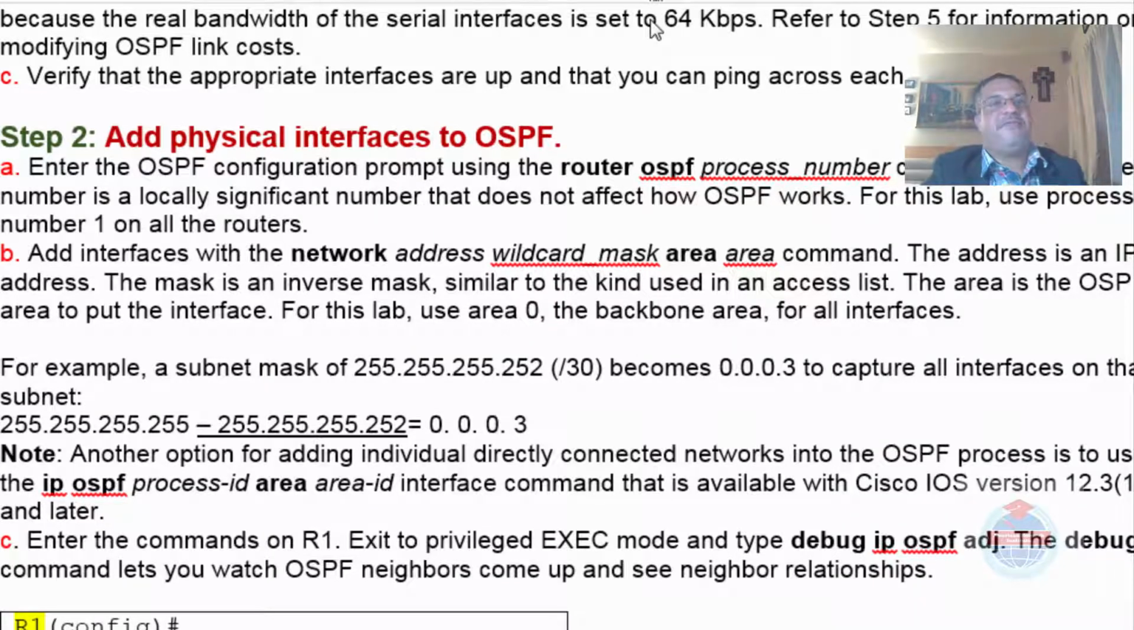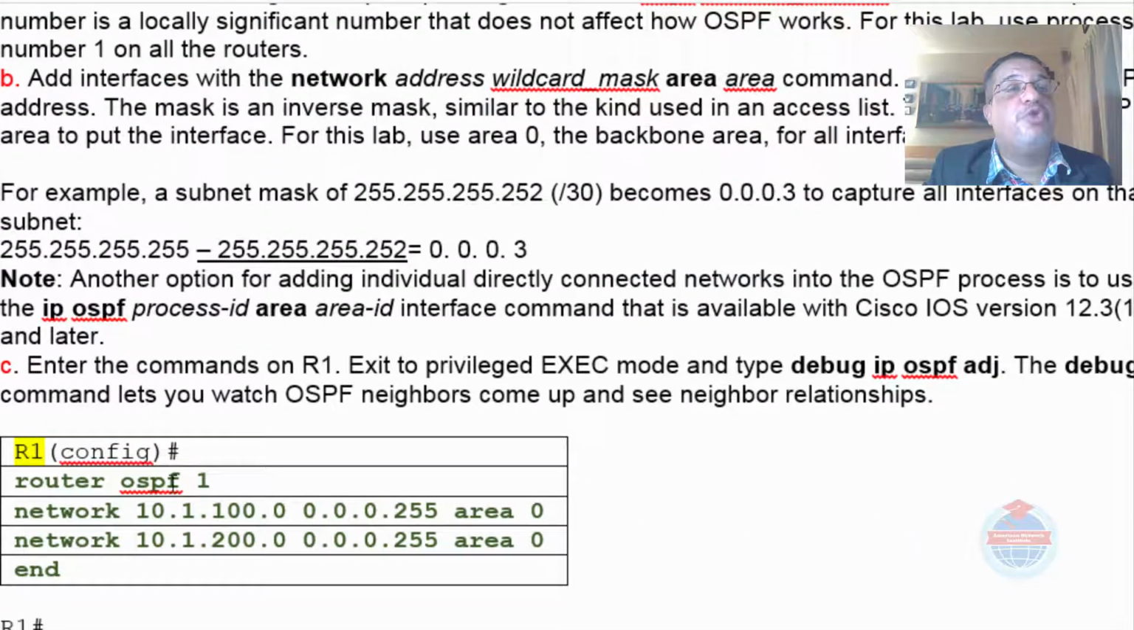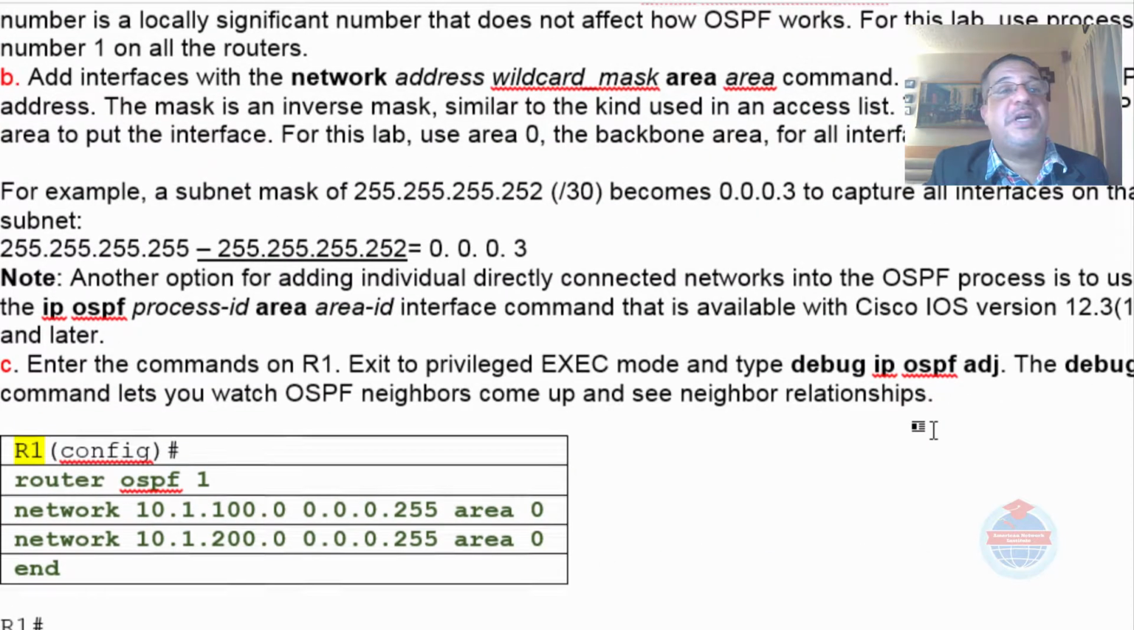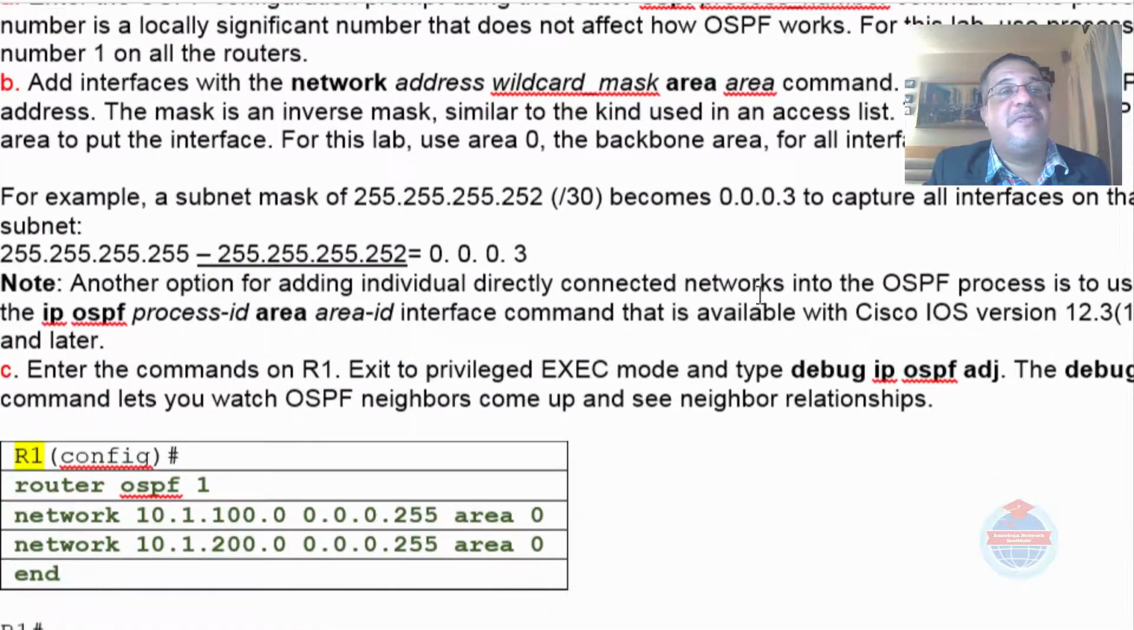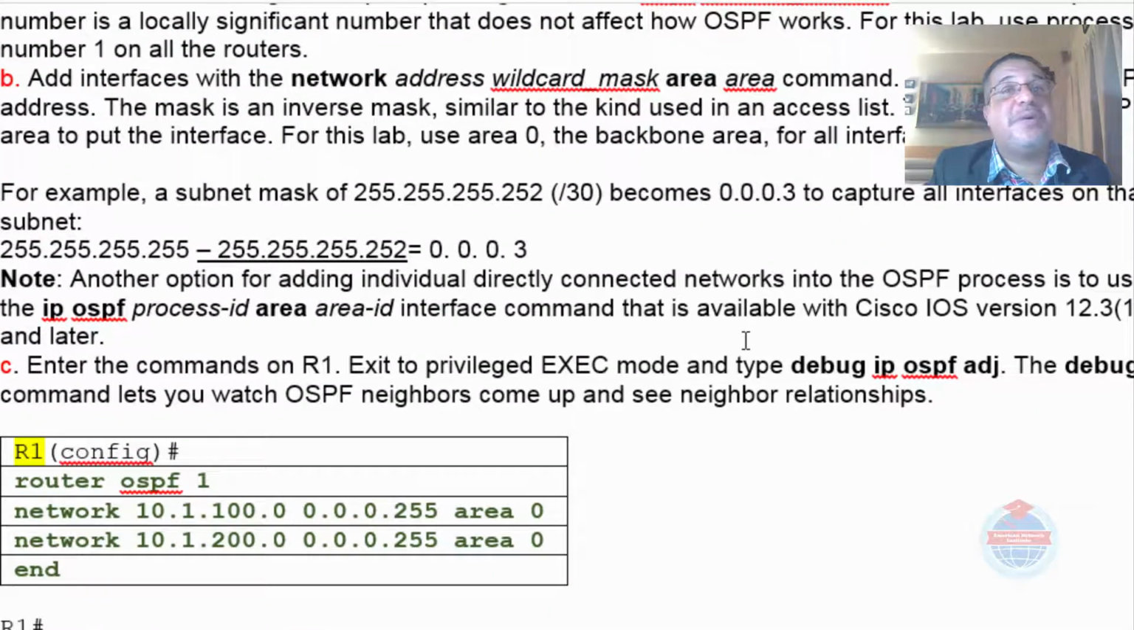Over here, add physical interface to OSPF. Enter OSPF configuration mode using the router OSPF process number command. In our case, guys, we're gonna be using number 1. So what they are telling you over here, router OSPF number, we're gonna be using router OSPF 1.